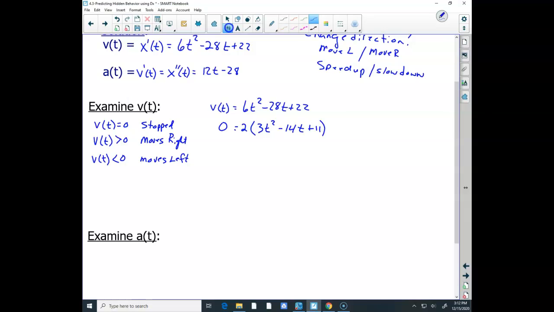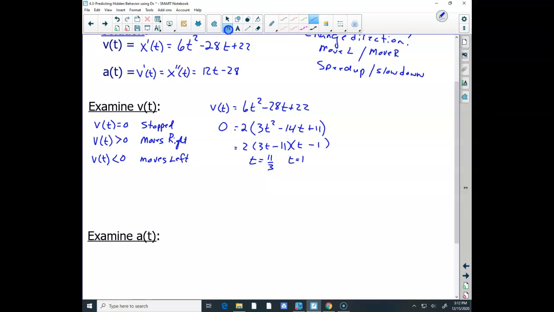And yes, that does help our factoring abilities here, because now I have 3t times t, and it really wouldn't make sense to put an 11 over here because that's going to give me 33. So I'm going to put 11 here and 1 here, and I know I need negatives, since the signs are the same, so I'm going to put 2 minuses there. So I found out that when t equals 11/3 and when t equals 1, this little bugger is stopped.